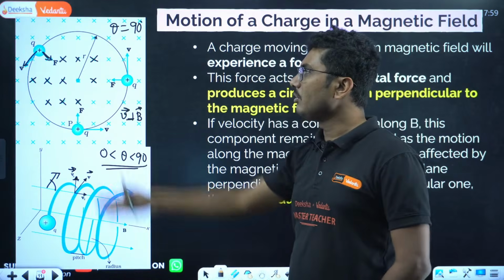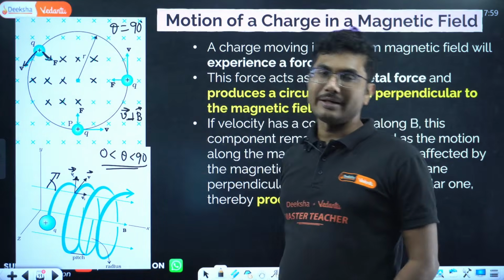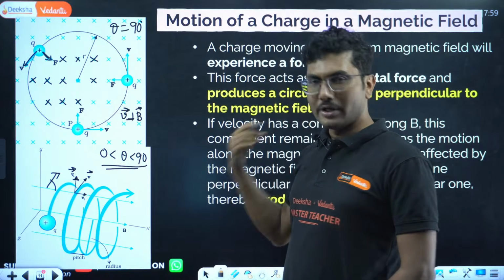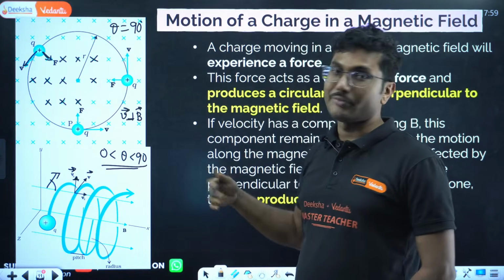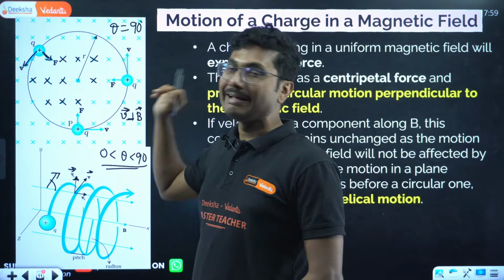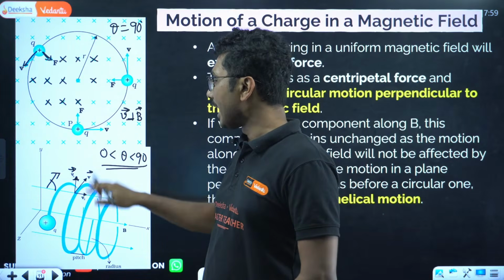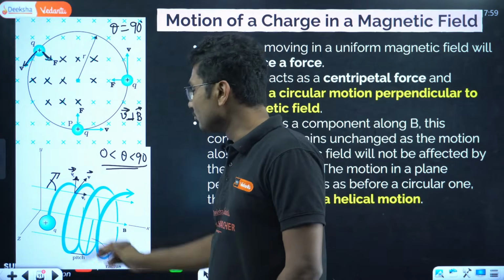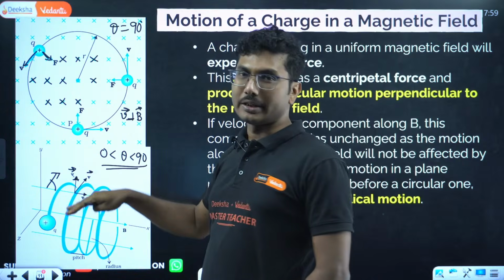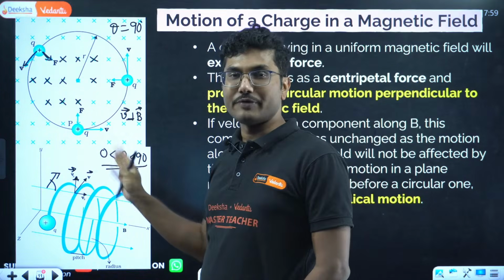If the angle is 0, it will move in a straight line without any change, no acceleration, nothing, force is 0, and we are not considering that. We are considering the motion where it is moving. If the angle is 90 degrees, it is moving in a circular path. If the angle is not 90 degrees, it is moving in a helical path, because there are two components, two brothers. Velocity becomes two different brothers.